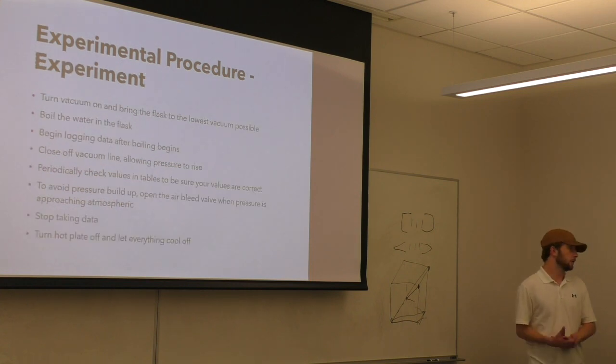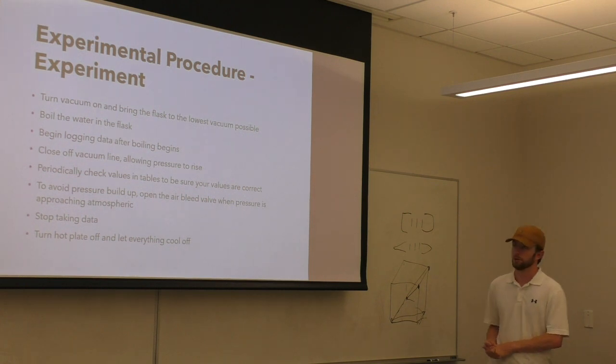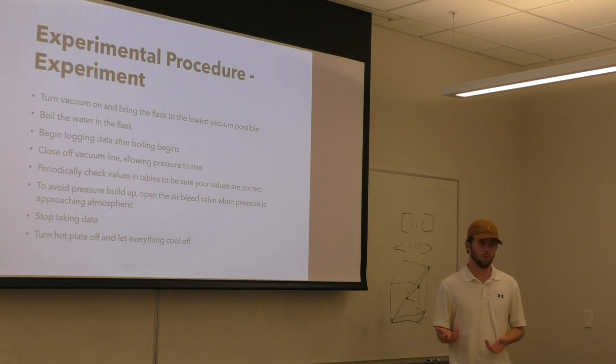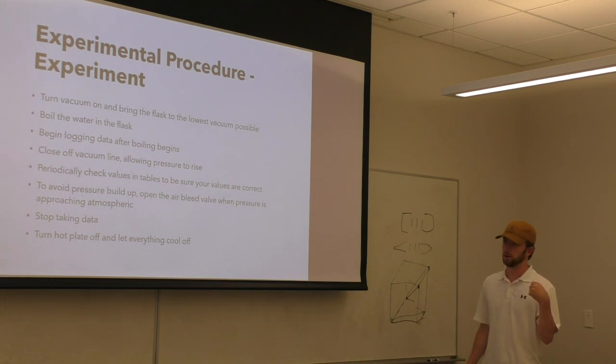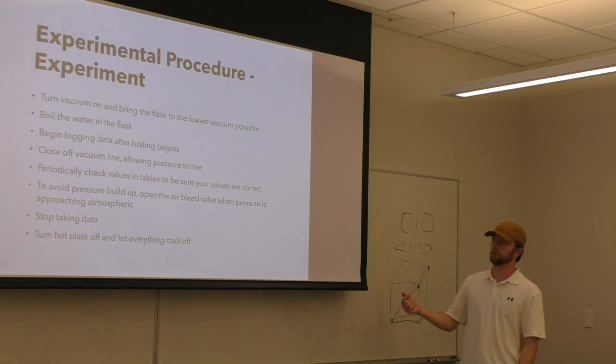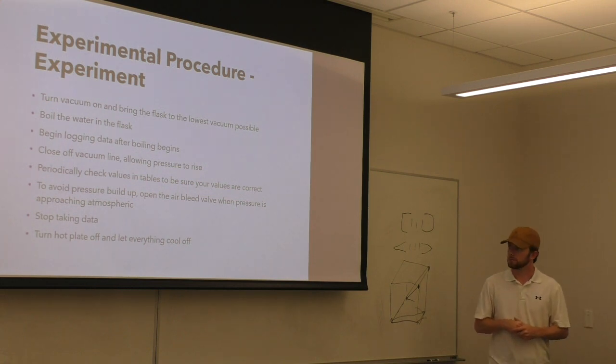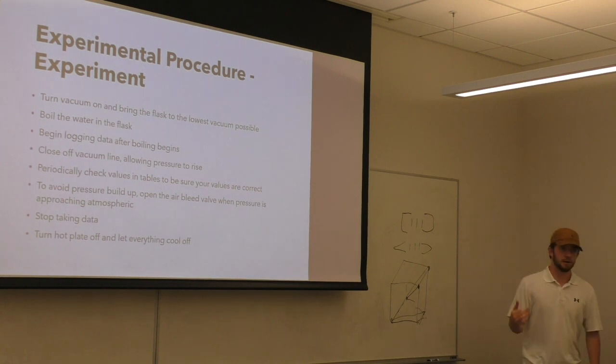The actual experiment: the whole idea of this experiment is to see how changing pressure affects the boiling temperature of water. So you're going to turn the vacuum on, or that water pump, and then you're going to open the air bleed valve, and that's going to pull a vacuum onto your beaker. And then you're going to boil the water, and you're going to begin logging data after it begins. Once that happens, you close off that vacuum valve and slowly let the pressure rise, and you'll see a trend in how pressure rising affects your temperature.